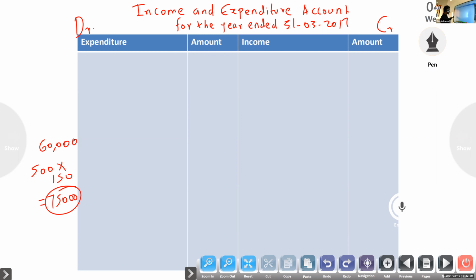Clear? 500 members into 150, the outer column will be 75,000. This year we received 60,000 subscription. The remaining amount will be outstanding subscription at the end. Next, the second adjustment, I said already, salary. Third one, depreciation on land and building. Okay, so we'll start. So books, salary.